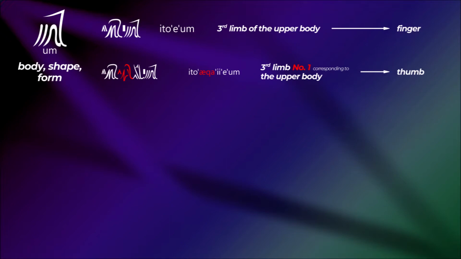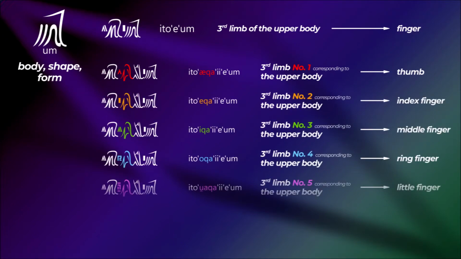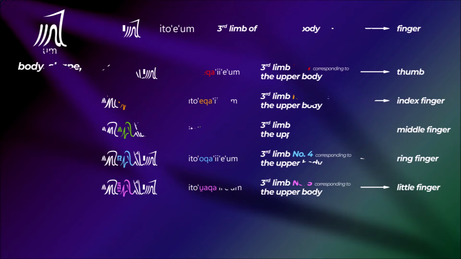With the same logic, we can derive the names for the other fingers. Ito eka ji eum, index finger. Ito ika ji eum, middle finger. Ito oka ji eum, ring finger. Ito waka ji eum, little finger or pinky. Apart from the systematic taxonomic approach, there are also a few proper root words to describe some body parts. Let's have a look. I invite you to try and memorize them.